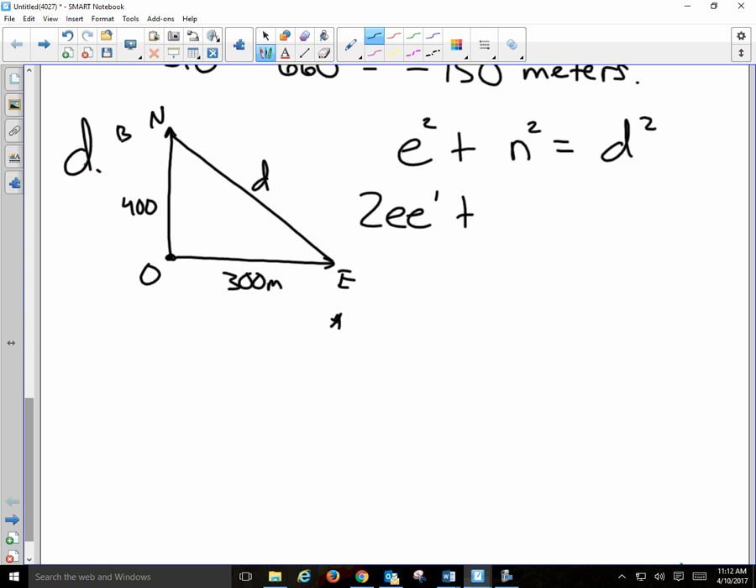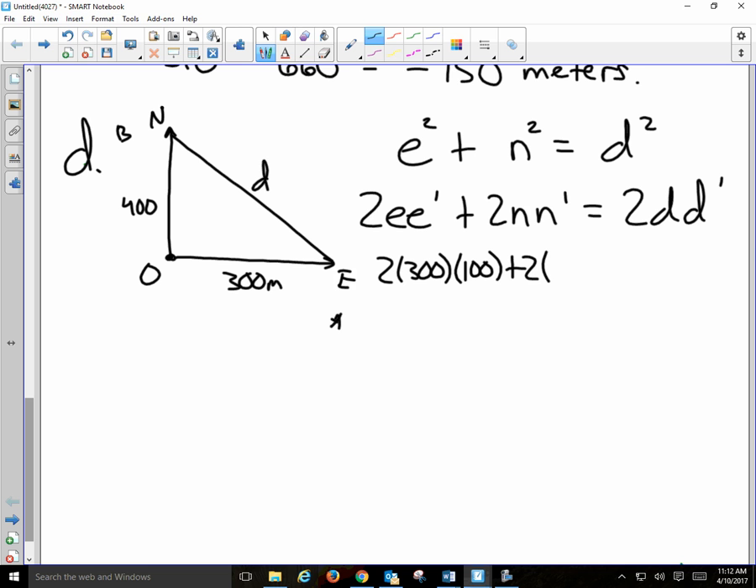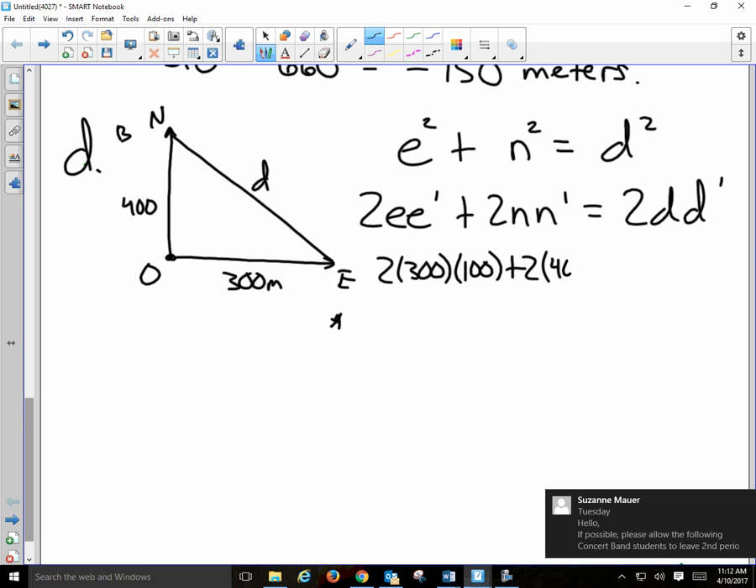Plus 2n n prime equals 2d d prime. How far east? So 2 times 300. What is the rate? Look up at your chart. 100. How far north? 400. How do I figure out the north rate?